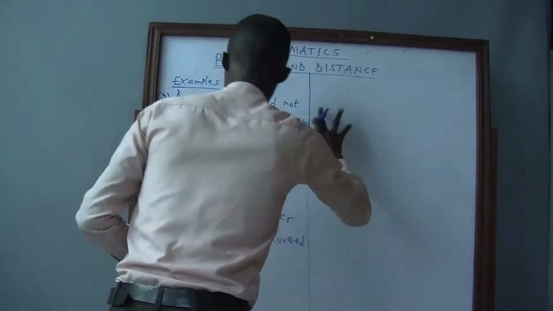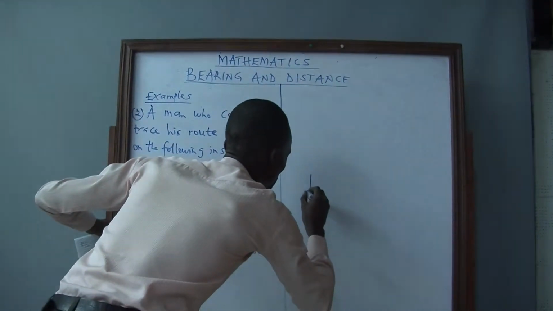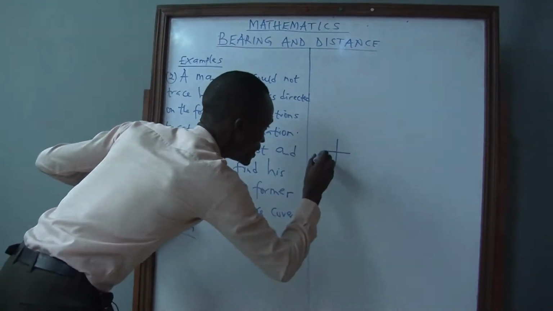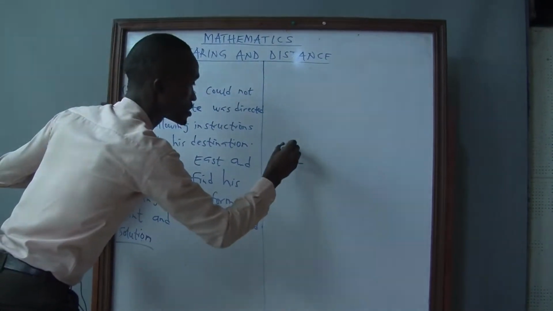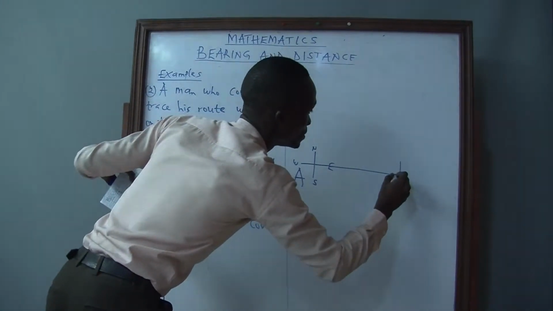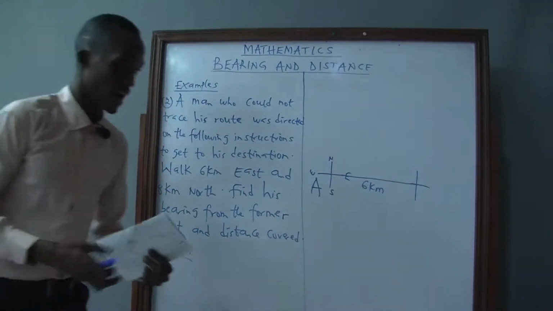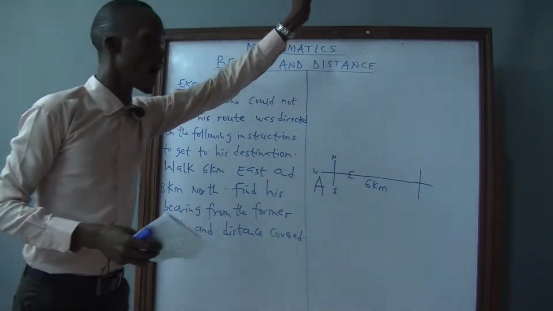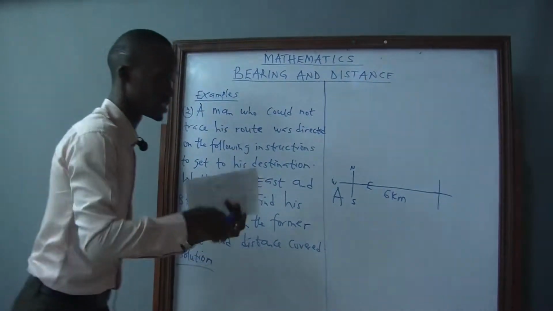The man is starting from A. The first instruction is that the man should walk 6 km due east. So let's say this is the starting point of the man. I'll call that one point A. This is north, south, west, east. The man is to walk 6 kilometers east. Now, the man will not come back to the starting point. But from A, the man will go ahead with his journey.